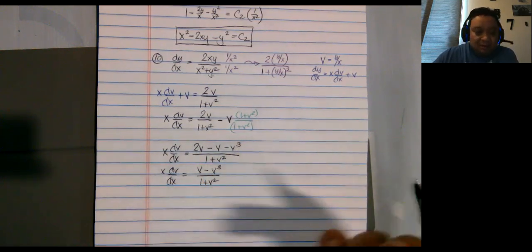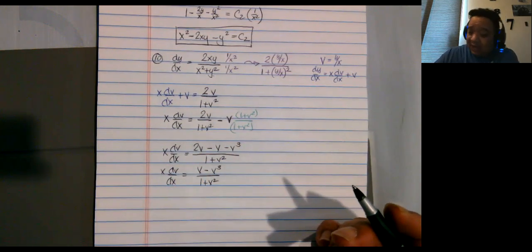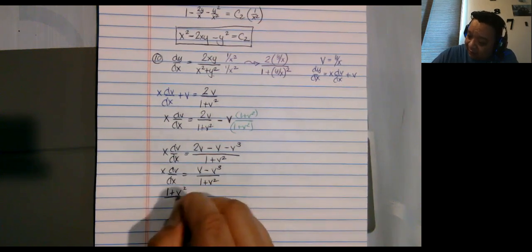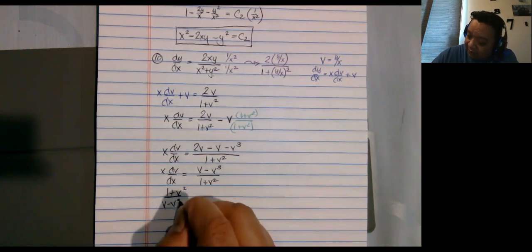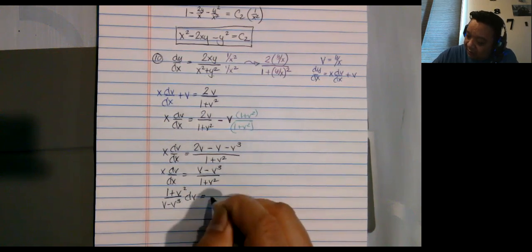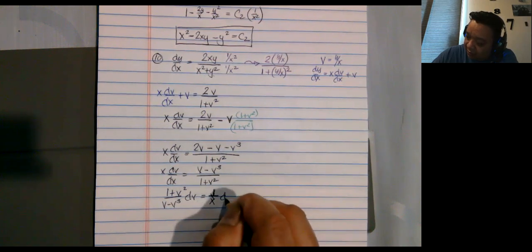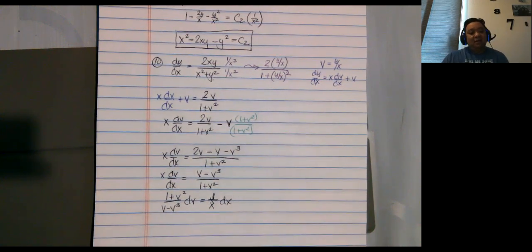And then again, it is now separable in terms of x and v. So you get 1 plus v squared all over v minus v cubed dv is equal to 1 over x dx. Questions? Any questions on that?